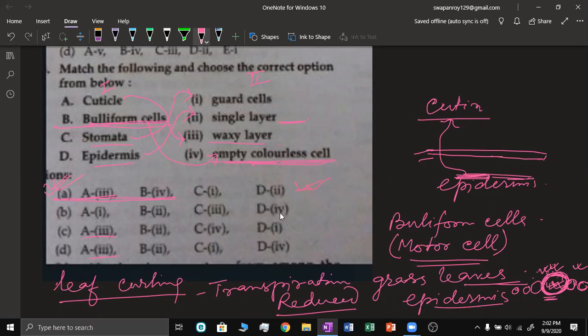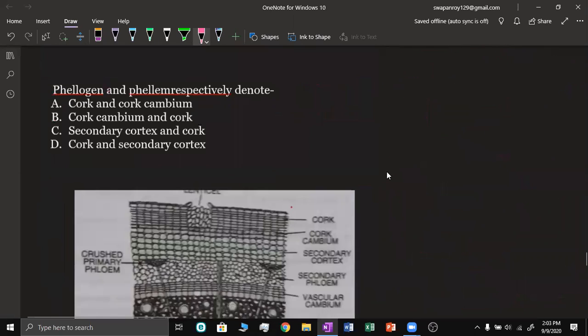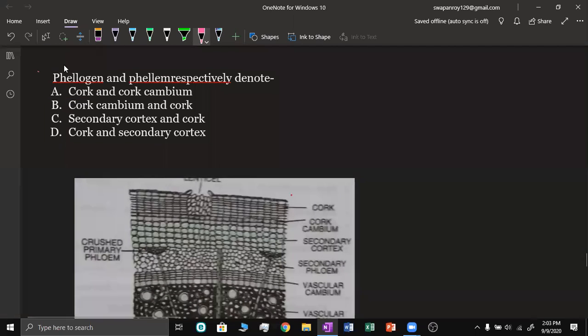But one thing you remember, that sometimes the numbers of options in the two columns may be more. Sometimes on this side there are 4 things, but on the column 2 side it may be more than 4, it may be 5 or 6. In that case this matching becomes difficult. Then come to phellogen and phloem.